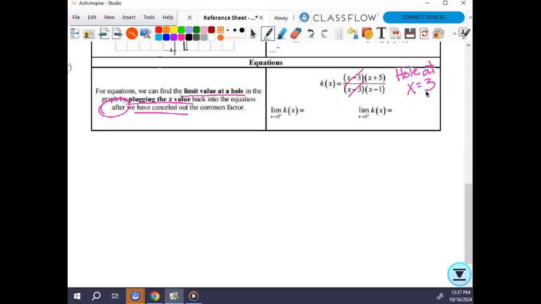I also have a horizontal asymptote at y equals 1 and a vertical asymptote at x equals 1. Given that they're asking me this, I don't care about either one of those things. That's how I know I'm referring to the hole, right?